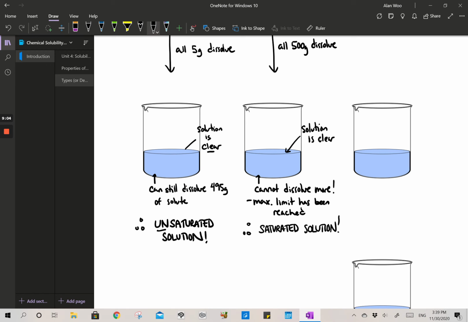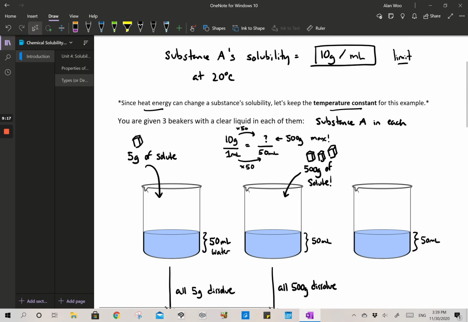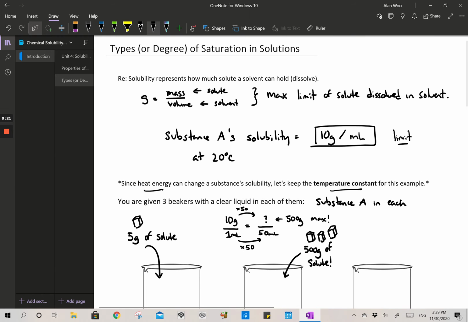Now, this saturated solution looks just the same as the unsaturated solution. As long as we have just met the maximum, they would both look alike. However, if I went back up, and let me change the color of my pen here.